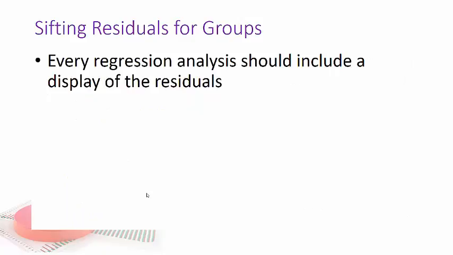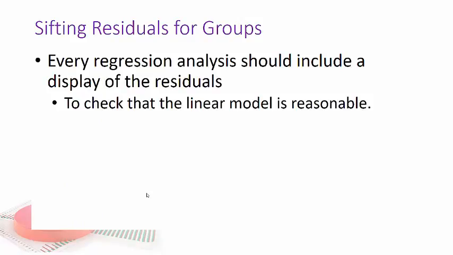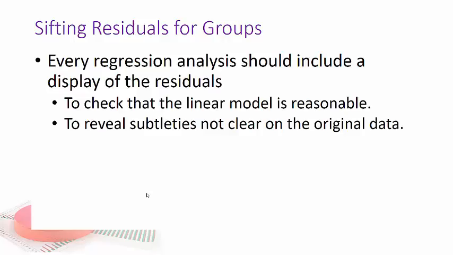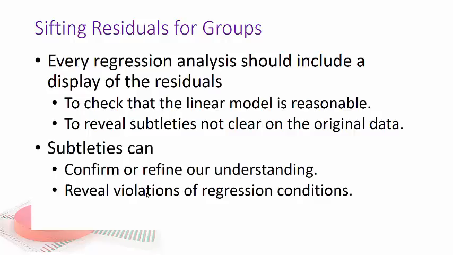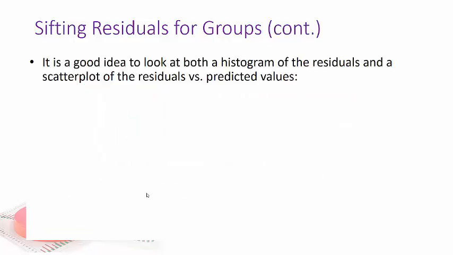So first of all, some things we want to do when doing linear regression is we want to look for groups. So we want to display the residuals to check that the linear model is reasonable, and also to reveal subtleties that are not clear on the original data. What can subtleties do? They can confirm or refine our understanding, and they reveal violations of regression conditions. So it is a good idea to look at both a histogram of the residuals and a scatter plot of the residuals. I definitely want to see a scatter plot of the residuals.